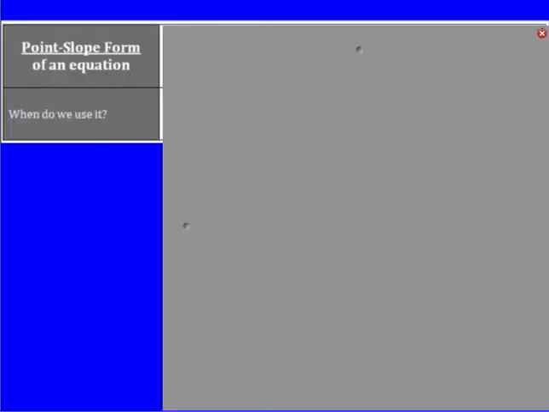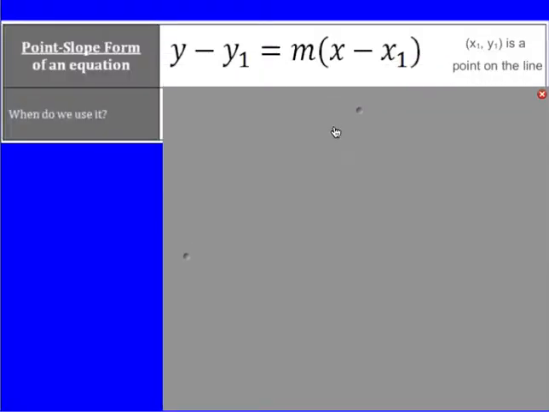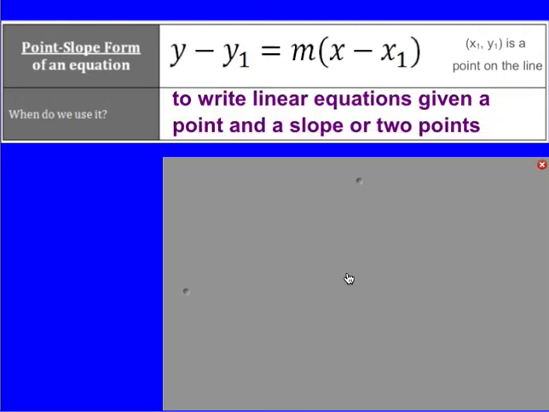Next, let's take a look at point-slope form. So for point-slope form, we have y minus y1 is equal to m times x minus x1. So x1, y1 is going to be a point on that line. Okay, so to write linear equations given a point and a slope or 2 points, that's when we're going to use these.